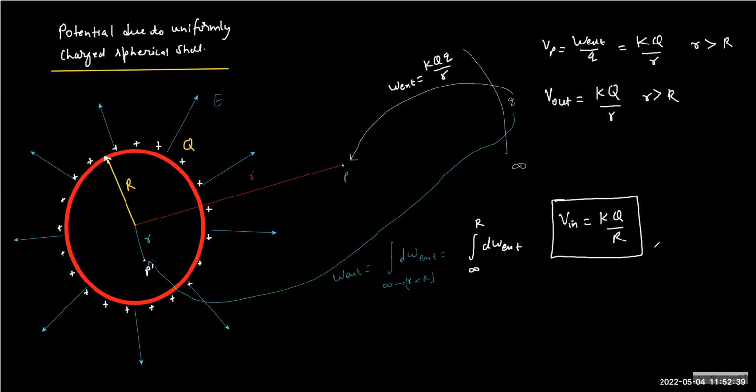The rule is the entire cavity will have the same potential in this case, and the potential will be the same as the surface potential. This potential at surface will be how much? KQ by R, so we can use this for R also. It's not like equals, you can use it for the surface also. So for any point inside, the potential will be the same as the surface. And this is a very famous shell theorem.